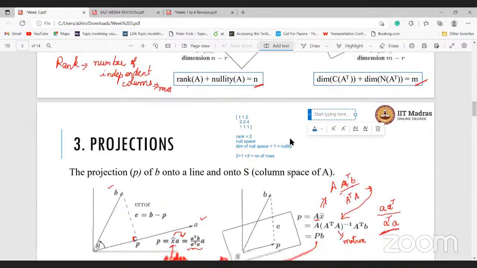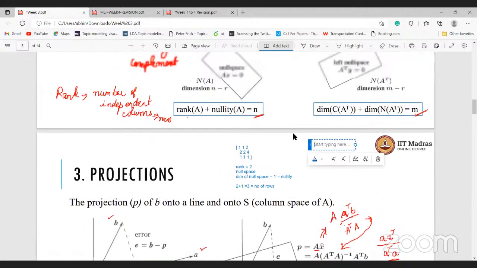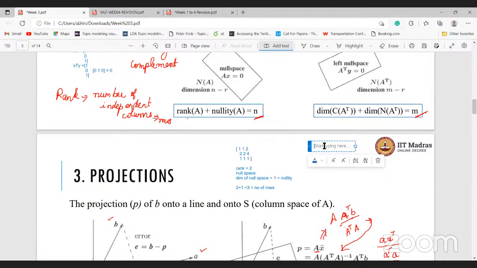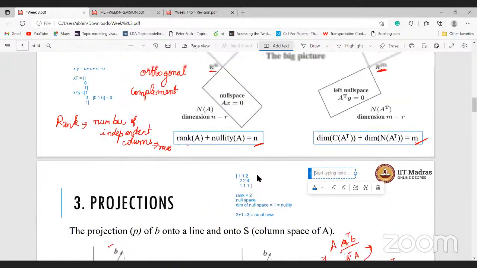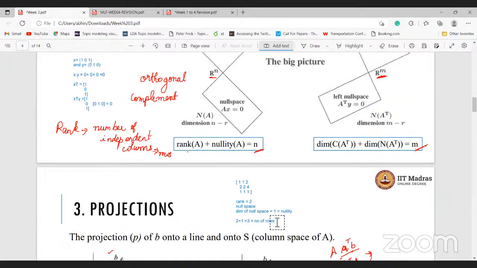Okay. So one thing, that 2 plus 1 is equal to 3. Is it number of rows or should it be number of columns, I believe, right? Rank nullity, M cross N. Yeah, column. It becomes the number of columns. Yeah, thank you. Thanks.